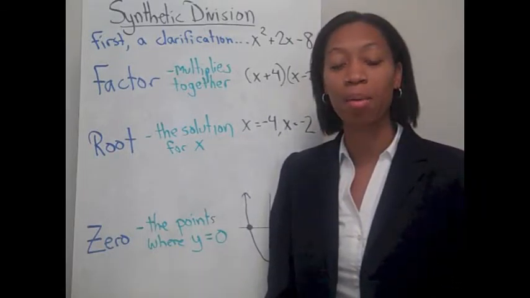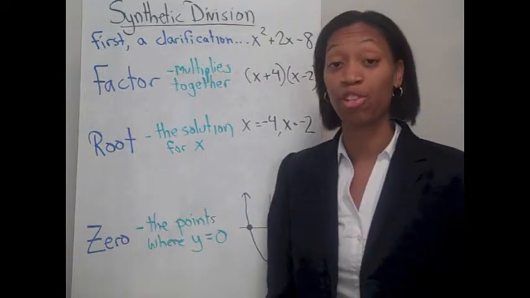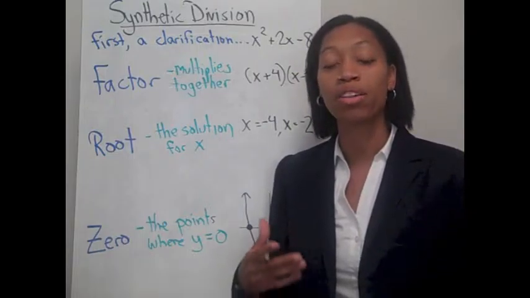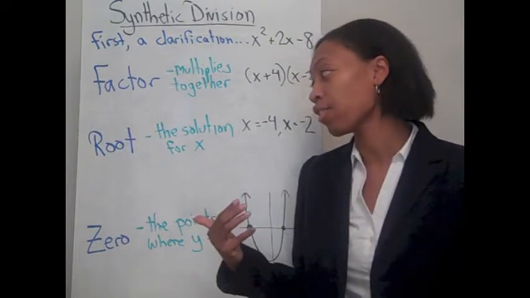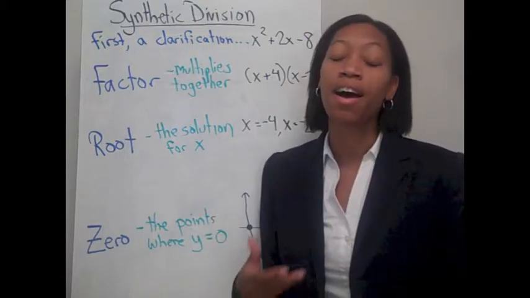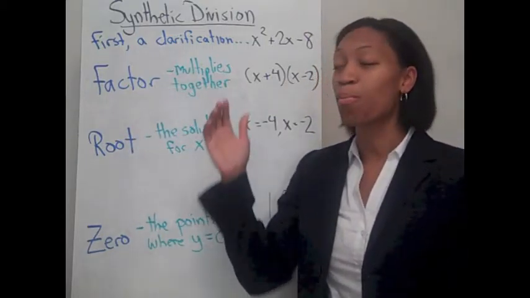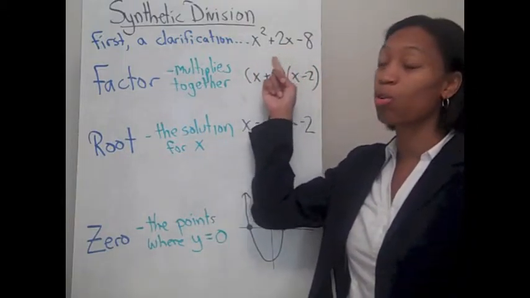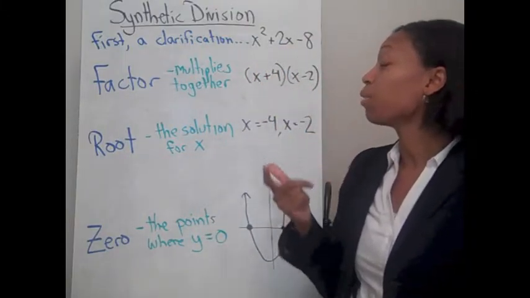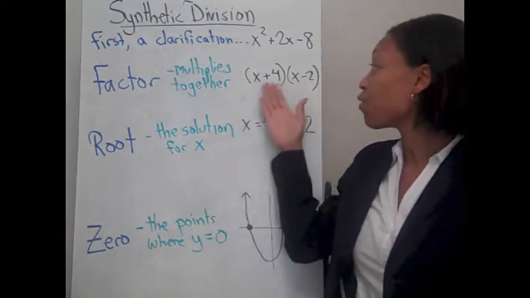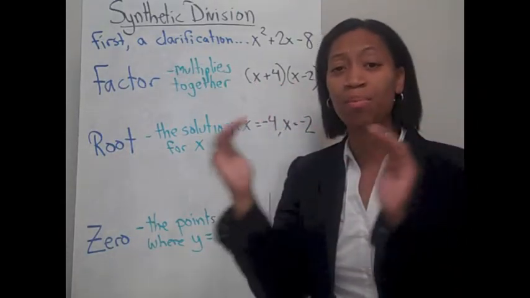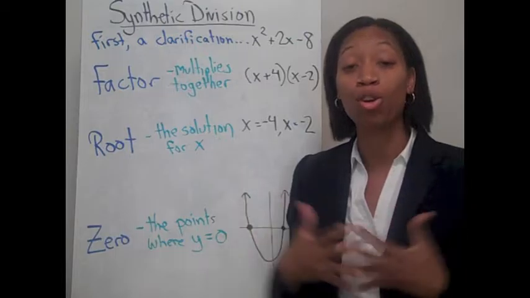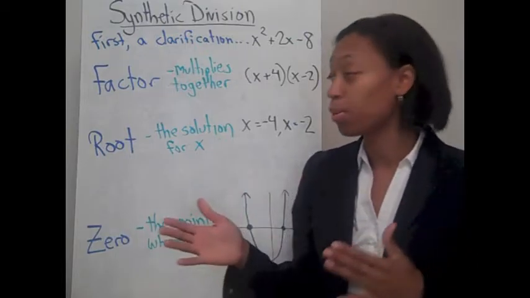Alright students, before I start today's lesson, which is on synthetic division, I wanted to quickly clarify the difference between a factor, a root, and a zero. A factor is something that is multiplied together to give you the original. So if I have the original polynomial x squared plus 2x minus 8, its factors are the things in parentheses that multiply together. So factors multiply.